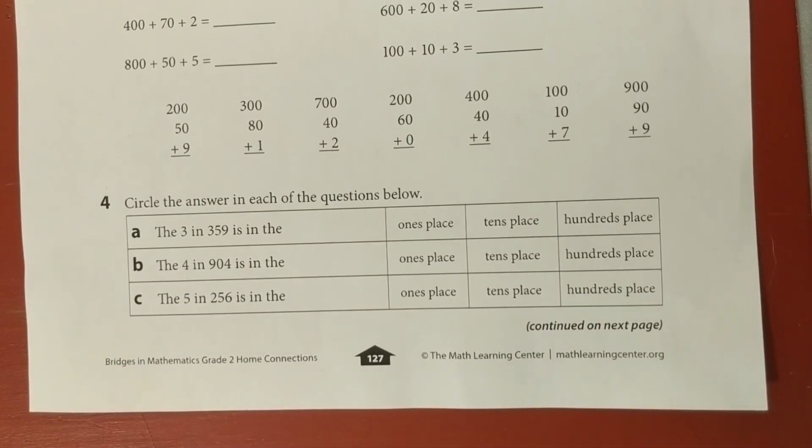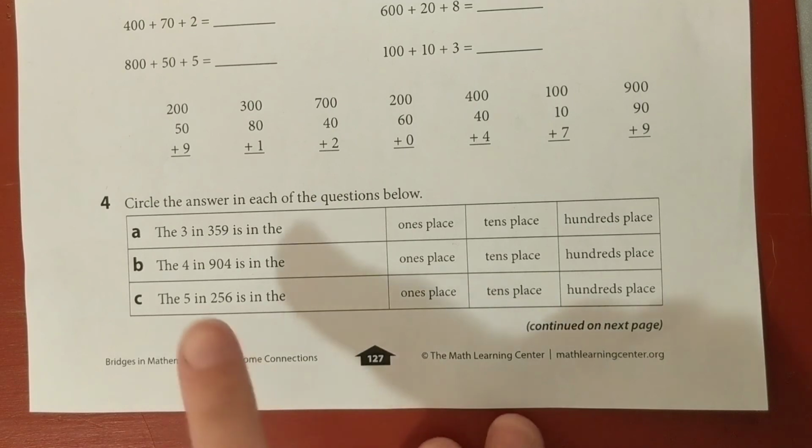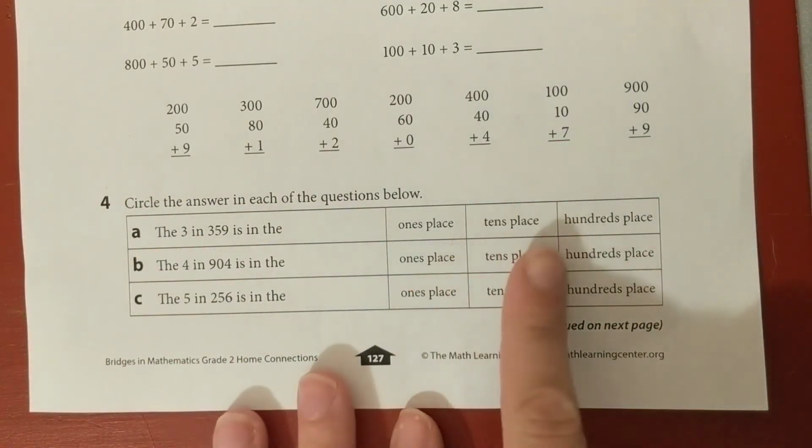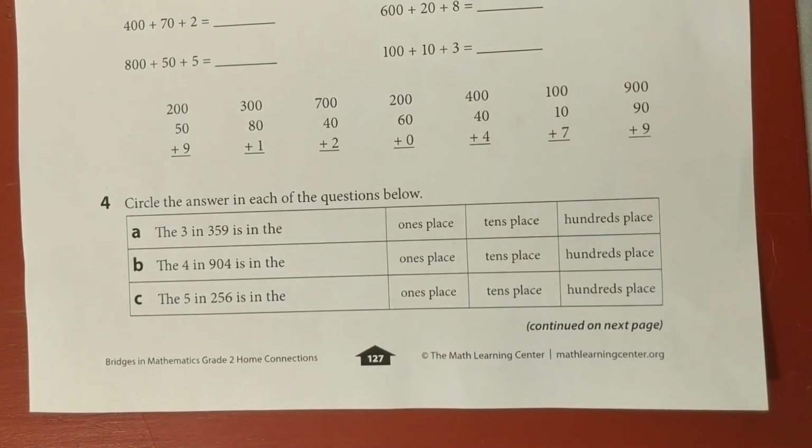Number 4 says circle the answer in each of the questions below. So the 3 in 359 is in the ones place, the tens place, or hundreds place. So just helping us practice that place value.